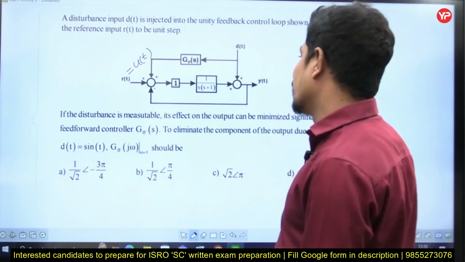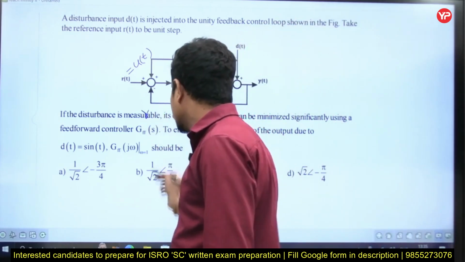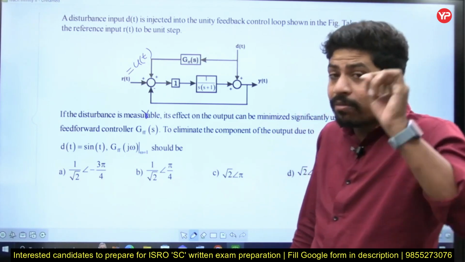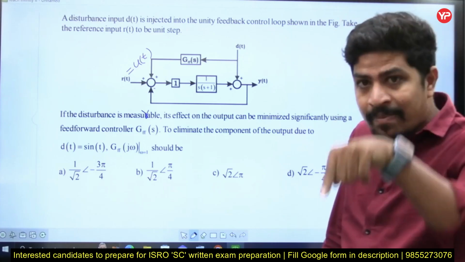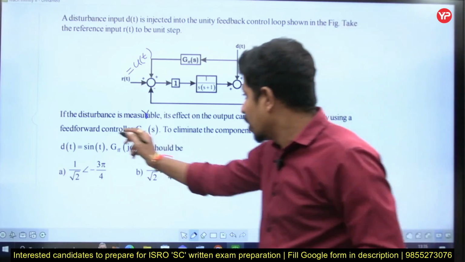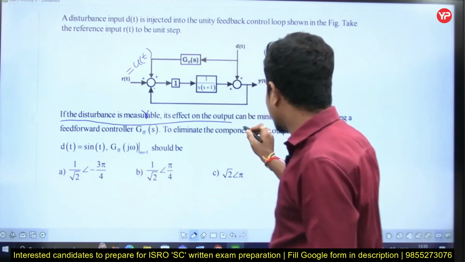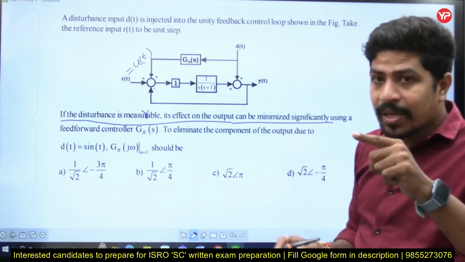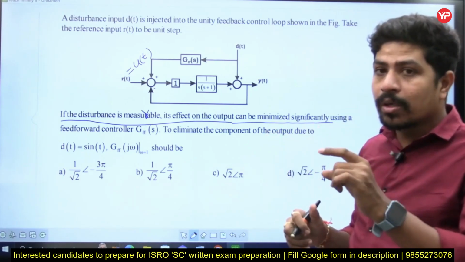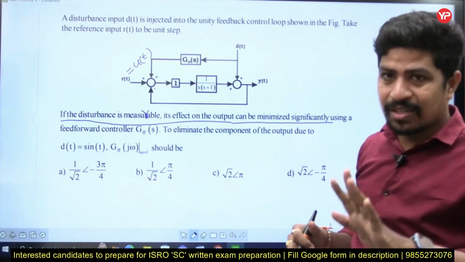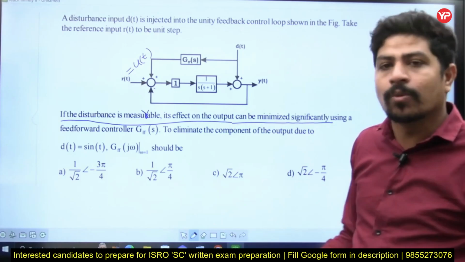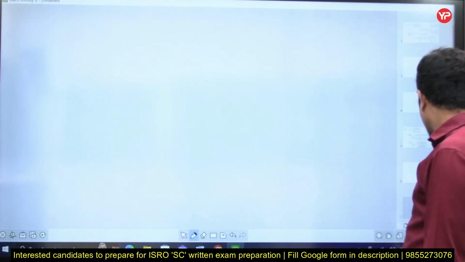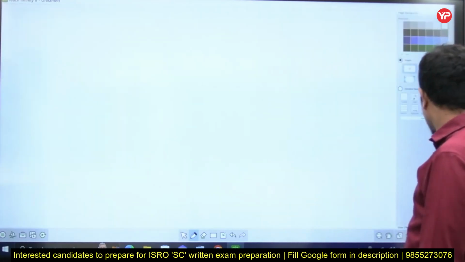Now if the disturbance is measurable, its effect on the output can be minimized. He is saying that the effect of the disturbance at the output should be minimized. Read this statement: if the disturbance is measurable, its effect on the output can be minimized significantly. He is saying that the effect of disturbance at the output is minimized, meaning the output due to disturbance must be equal to the minimum possible value. What is the minimum possible value? 0. So he is saying that he doesn't want any output due to disturbance.